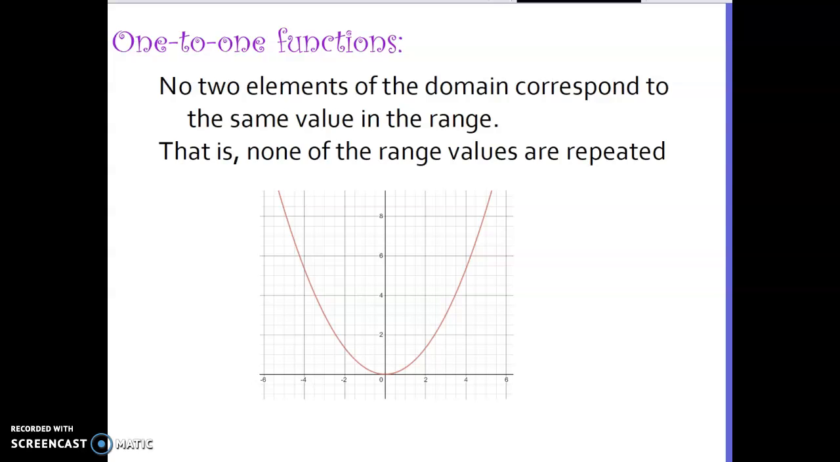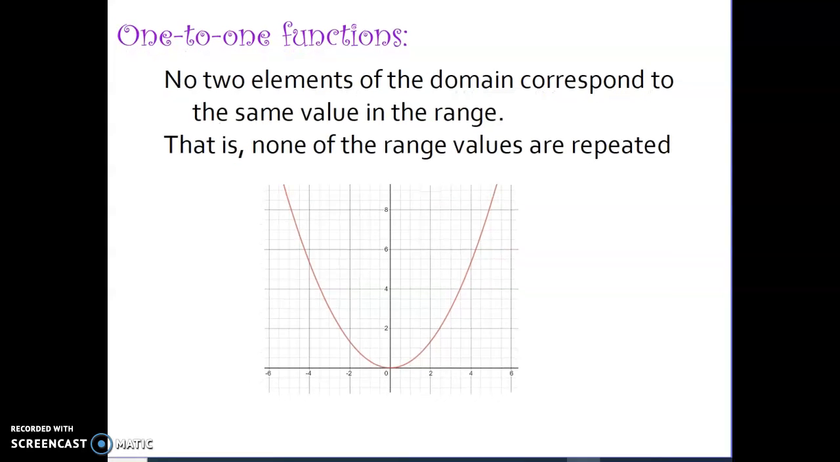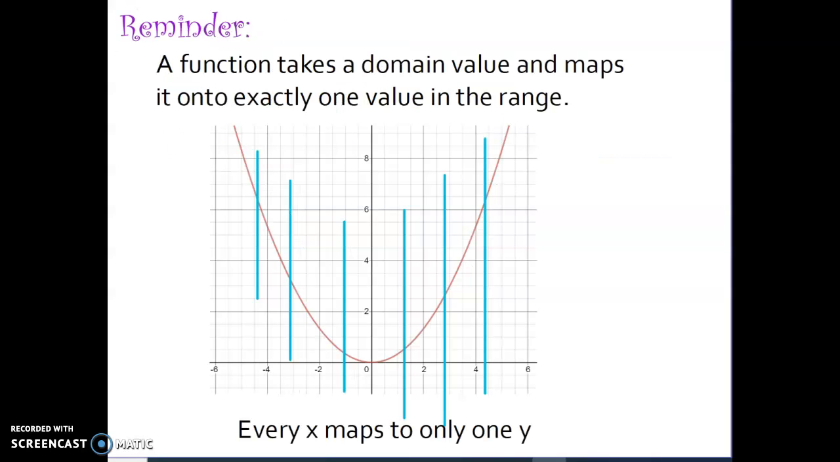So in this video, we're going to look at one-to-one functions, which are a special type of function. It's still a function. Every one-to-one function is already a function, and we're going to check if that function is what we call one-to-one. Okay, so let's get a definition. One-to-one means that no two elements of the domain correspond to the same value in the range. Basically, that means none of the y values are repeated. For just being a function, none of the x values are repeated. Every x value goes to only one y.